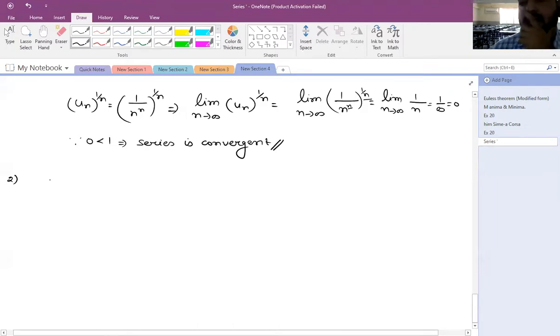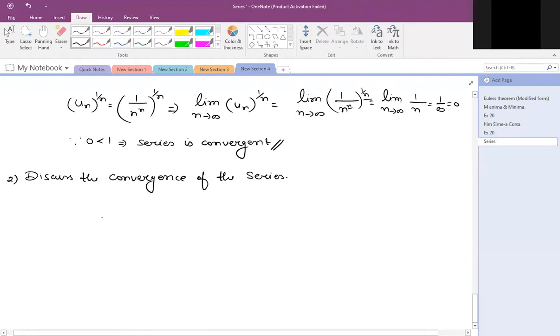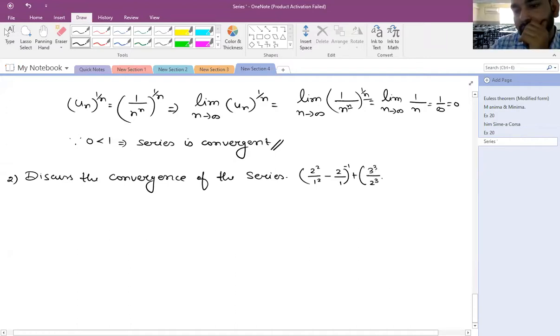Yeah, please tell me the next question. Discuss the convergence of the series: 2 square upon 1 square minus 2 upon 1 whole raised to minus 1, plus 3 cube upon 2 cube minus 3 upon 2 whole raised to minus 2, plus 4 raised to 4 upon 3 raised to 4 minus 4 upon 3 whole raised to minus 3.